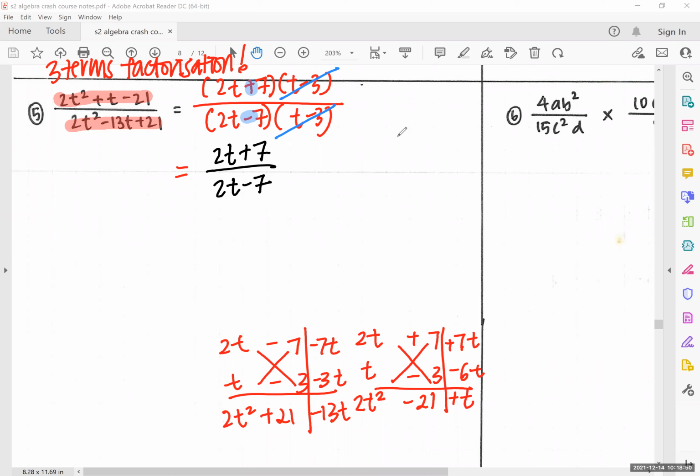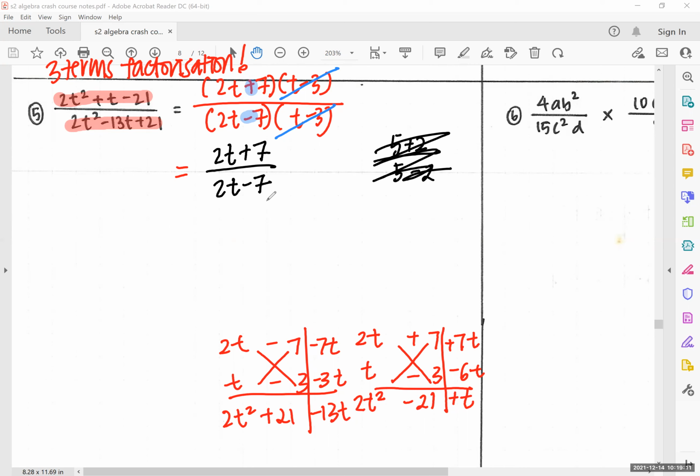For example, guys, if I say 5 plus 2 over 5 minus 2, is it the same? No. Is 5 plus 2 the same as 5 minus 2? No, so you cannot just cancel out like that. So at the end of the day, this is your answer. That's it. Don't go and cancel anything. Just let it stay as it is.